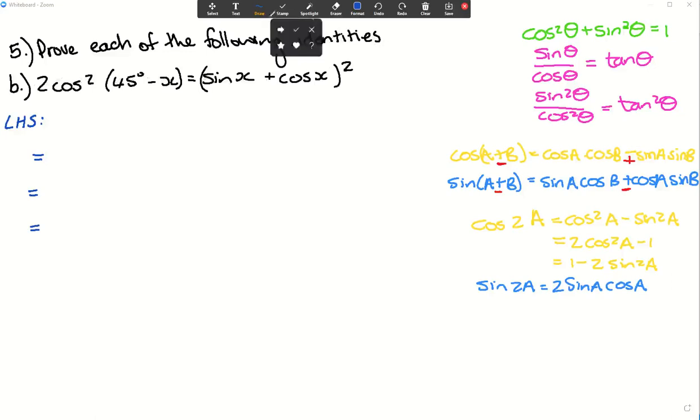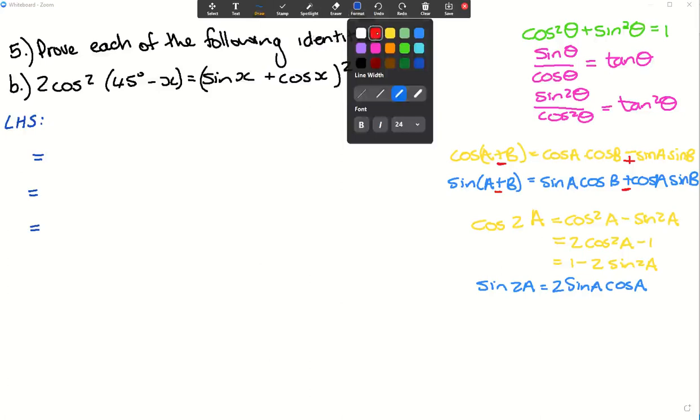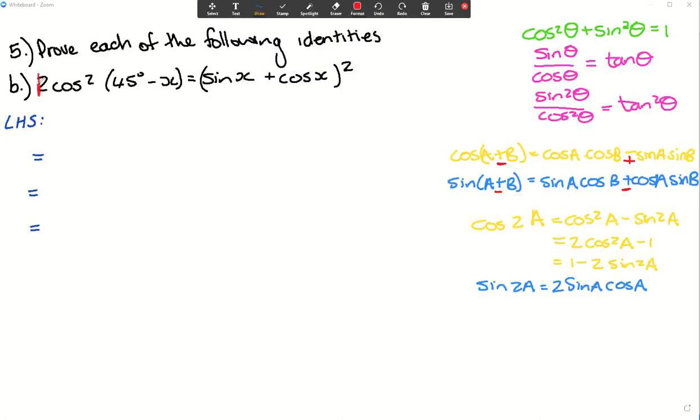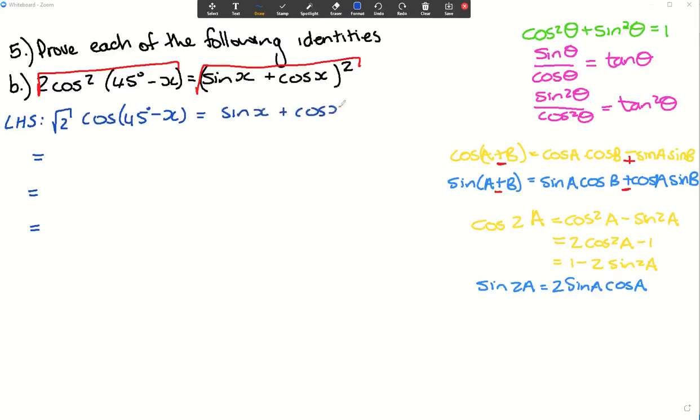They're a little bit frustrating, but when I've got a square on both sides, what I want to do is square root both sides. If I square root this side and that side, my identity simplifies down to the square root of 2, which still stays the root of 2, and then we have cos (45 minus x). And on the right hand side, we have sine x plus cos x.